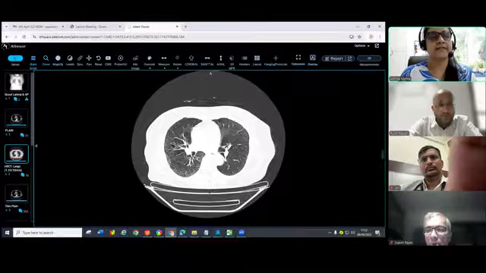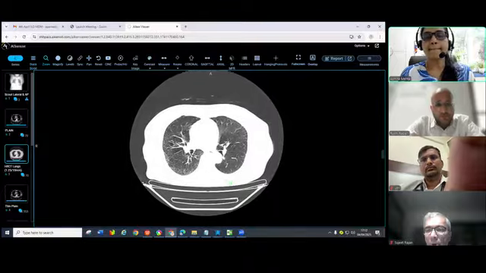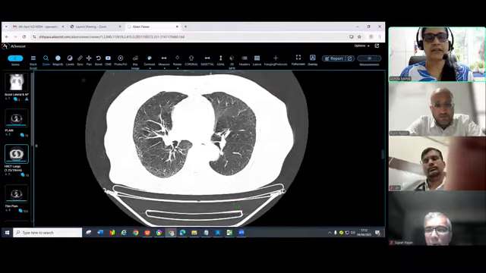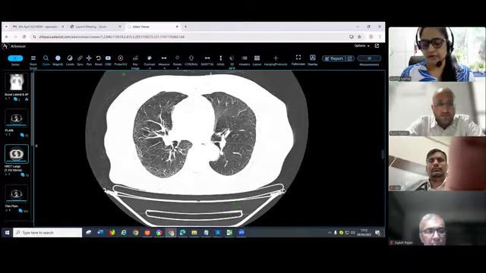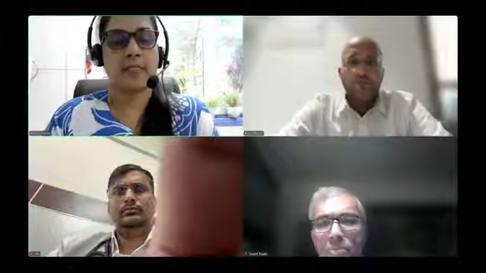We'll move to further slides. That's all, no? Yes, ma'am. I'll stop sharing. Is there another CT scan? No, only a single one for her. Sure, I'll stop sharing.